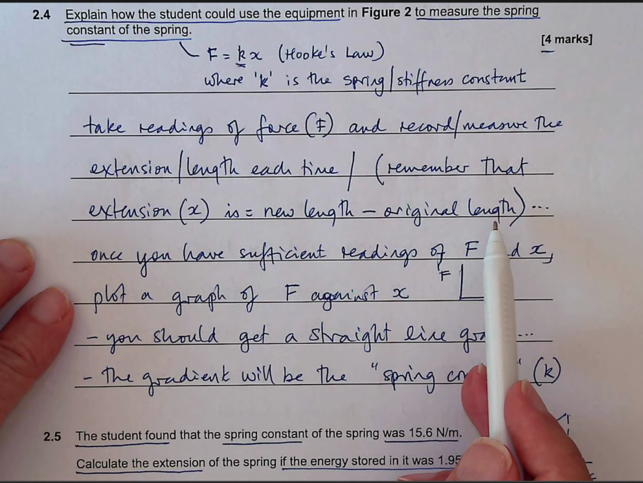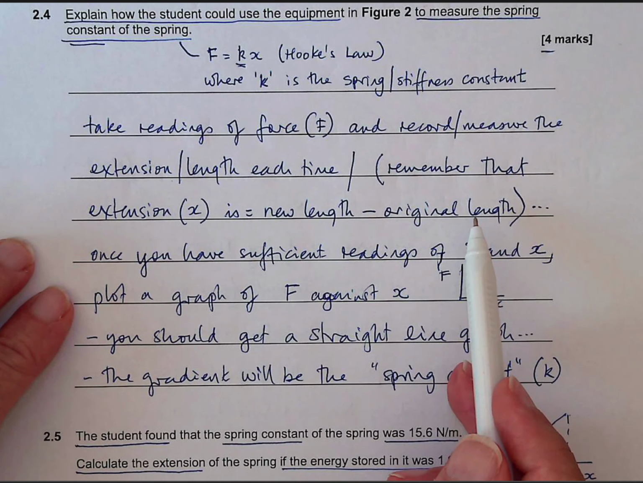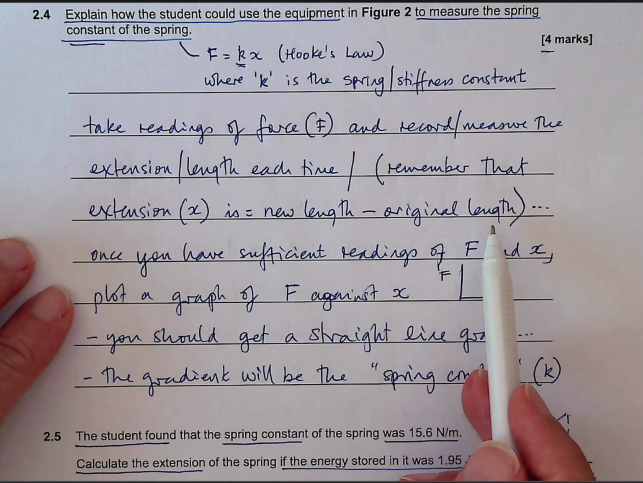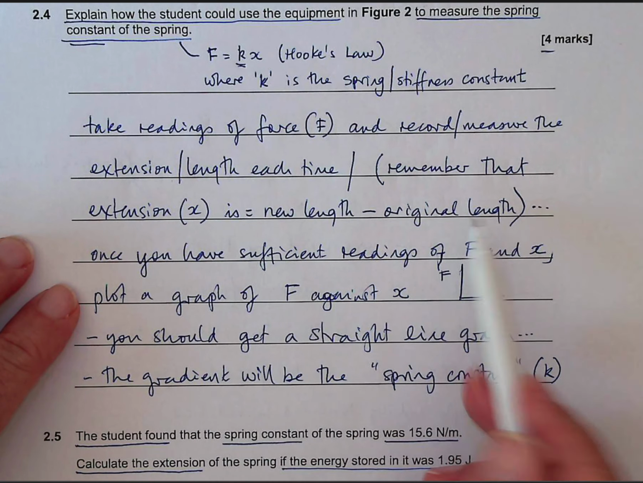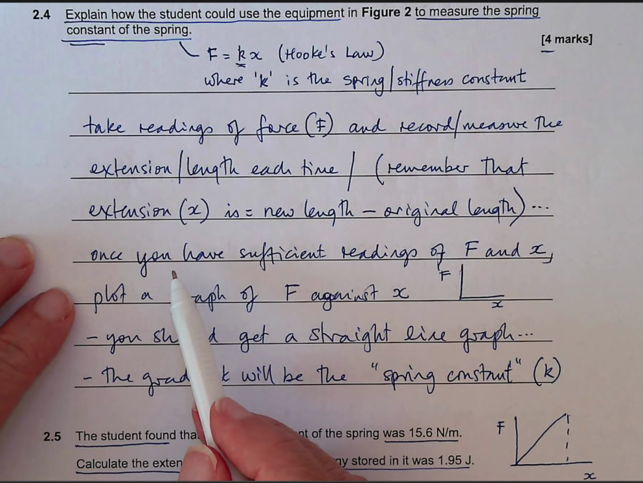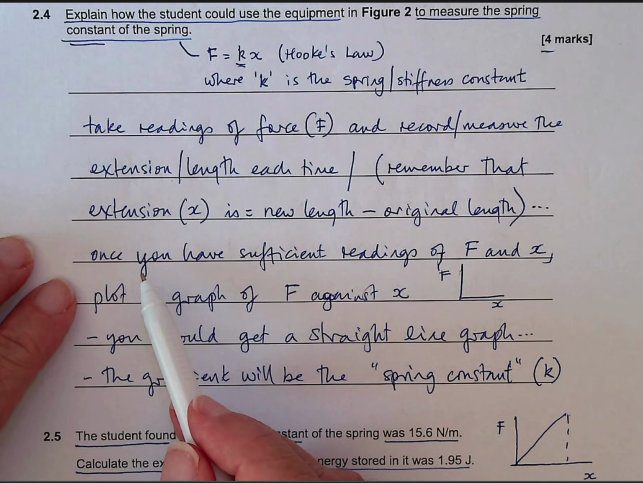Okay? Now in this experiment, they put the pointer so it started at 0, which would have indicated 0 would have been where the original length was hanging from. So they wouldn't need to do this. So I've put it in brackets in case my students say that, and I would give them credit for it.